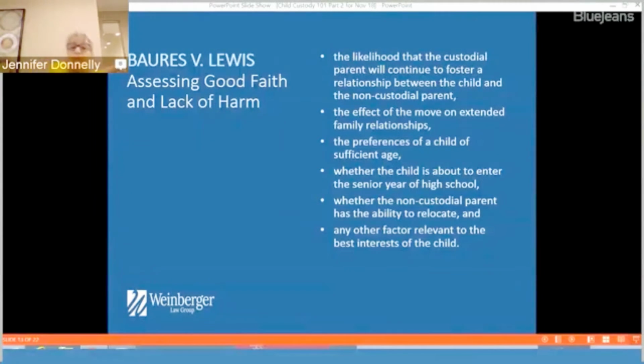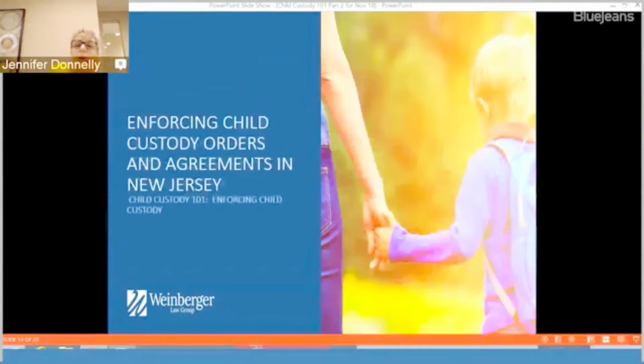So we're going to jump from modifying or changing your child's custody order to enforcing your custody order that you have here in New Jersey. And it's really enforcing orders or agreements that you and your child's other parent may have come up with through negotiation or mediation. So what happens when one of you isn't following your order or agreement?